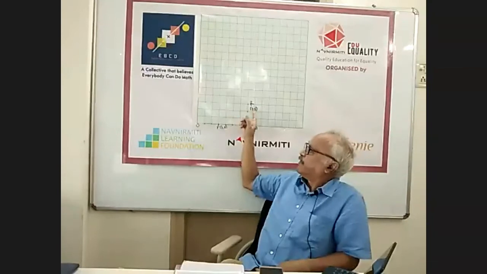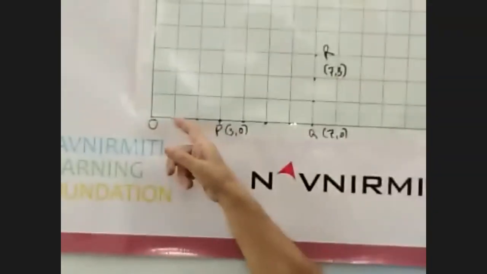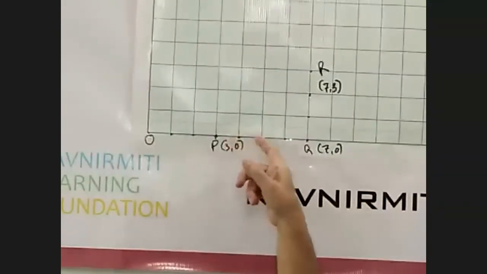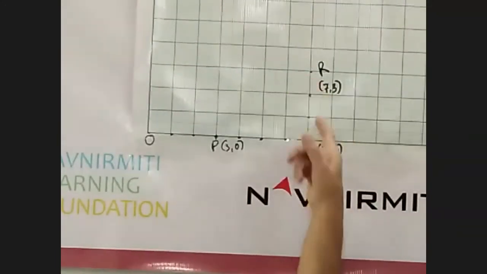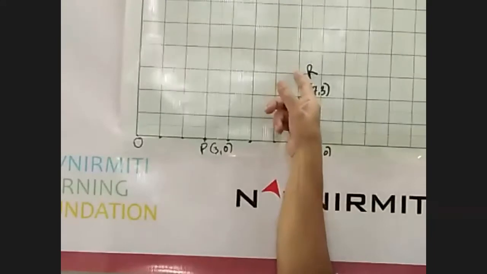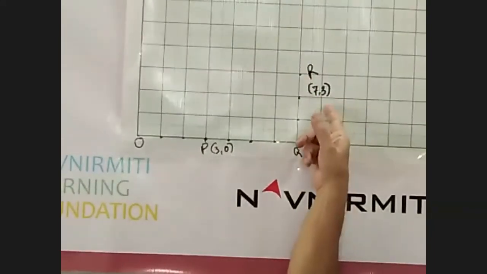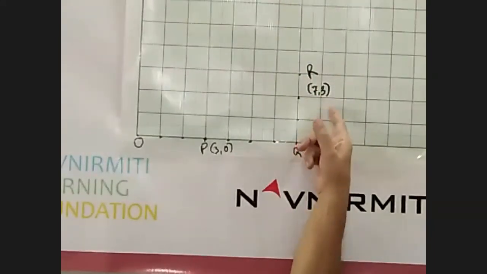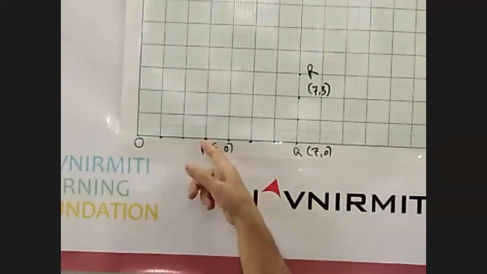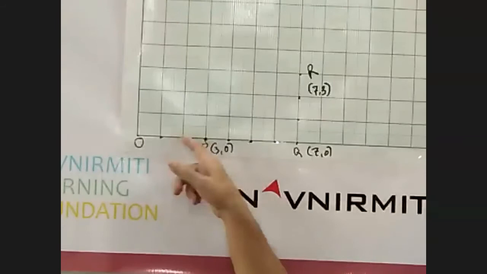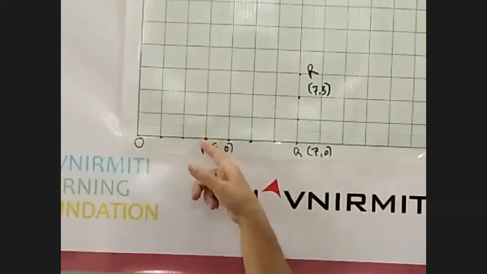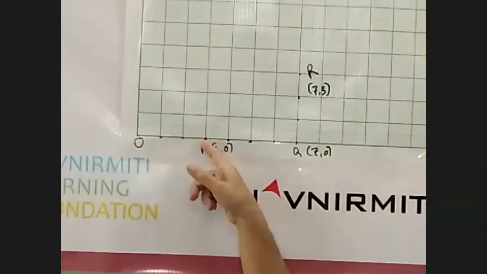We got 7, 3 because we took 7 steps to the right. 1, 2, 3, 4, 5, 6, 7. That is the first 7. And how many steps up? 3. 1, 2, 3 to reach R. So we write 7, 3. To reach P, I have to take 3 steps to the right and no steps, 0 steps upwards. So this is 3, 0.